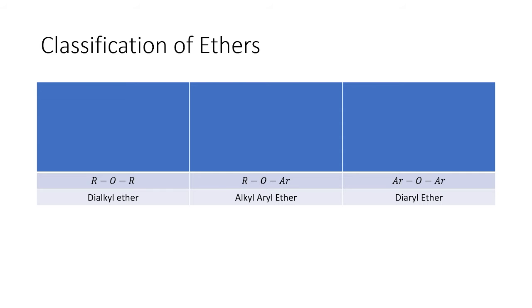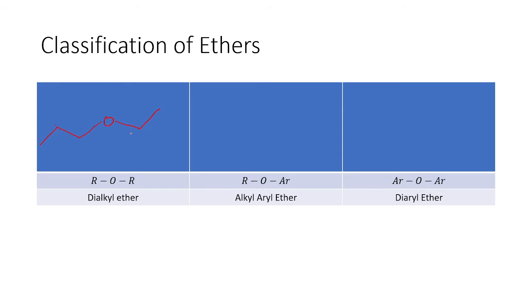So what will the structure of these look like? For dialkyl ether, I have one example. A dialkyl ether means that where our oxygen is, we will have two alkyl groups attached to that oxygen. It can be like this: we have a propyl, we notice we have one, two, three carbons. That is an alkyl group. Then we can have an ethyl, so we have a propyl ethyl ether.